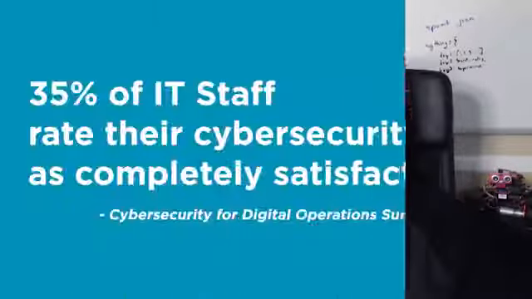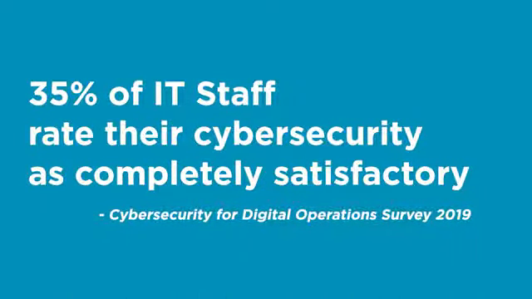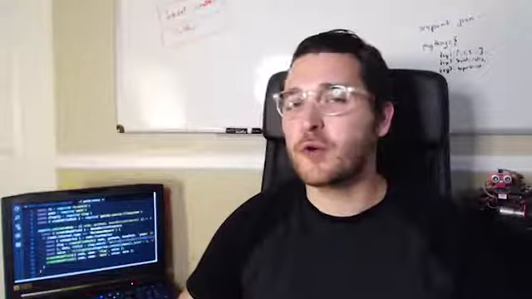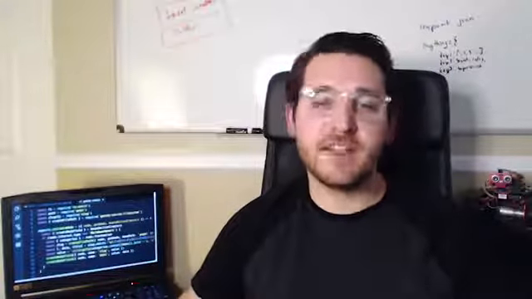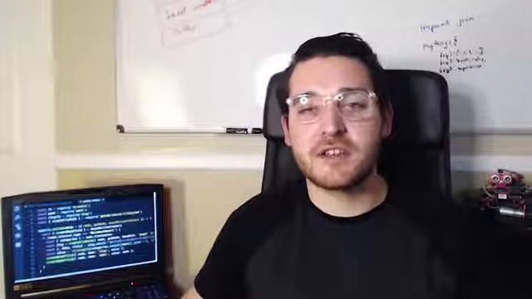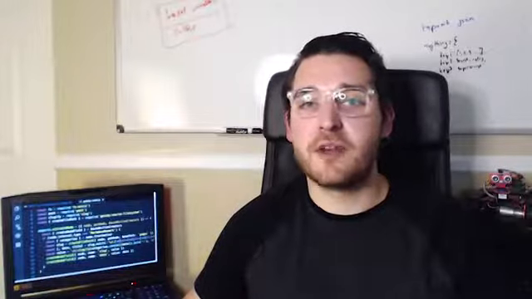Now, CompTIA's research has shown that only around 35% of IT staff had rated their cybersecurity as completely satisfactory. Where do you think your organization stands? Let's take a few minutes to brush up on these common attacks so that you and your staff can be ready to prevent themselves from being victims.